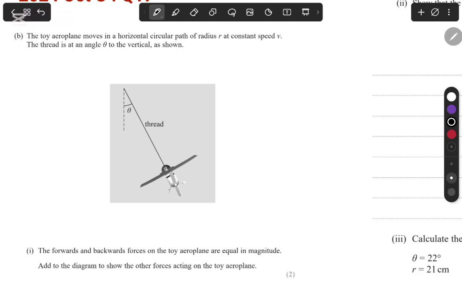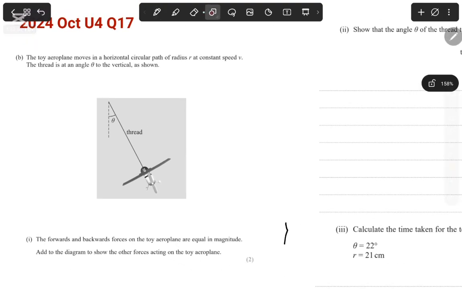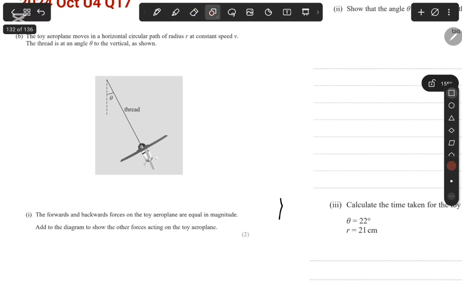So it says a toy airplane moves in a horizontal circular path of radius r at a constant velocity v. The thread is at an angle theta to the vertical as shown. And then it says that the forward and backward forces on the toy airplane are equal in magnitude. Add to the diagram to show the other forces acting on the airplane. So they want us to show the other forces.